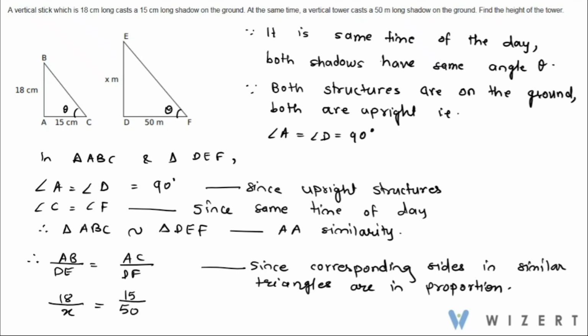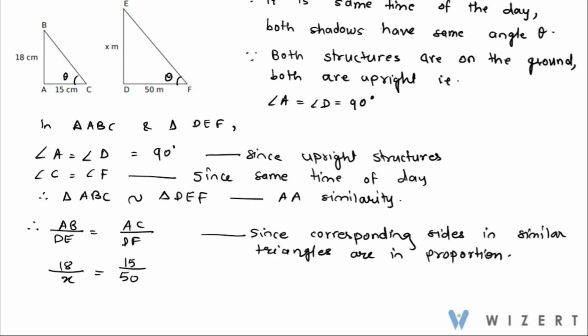So we get x equal to 50 multiplied by 18 divided by 15. So from here 5 from 15 will cancel out 50 to 10, and 3 from 15 will cancel out 18 to 6. So we have this equal to 60 meters. Therefore, height of the tower at that time is 60 meters. This is the answer.